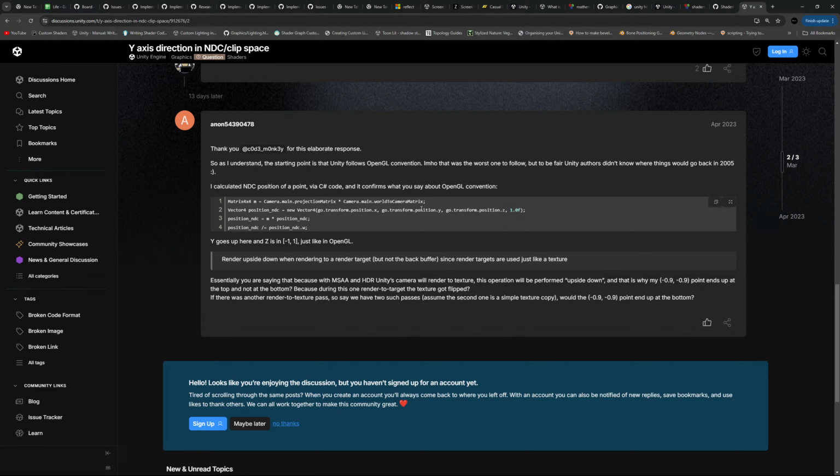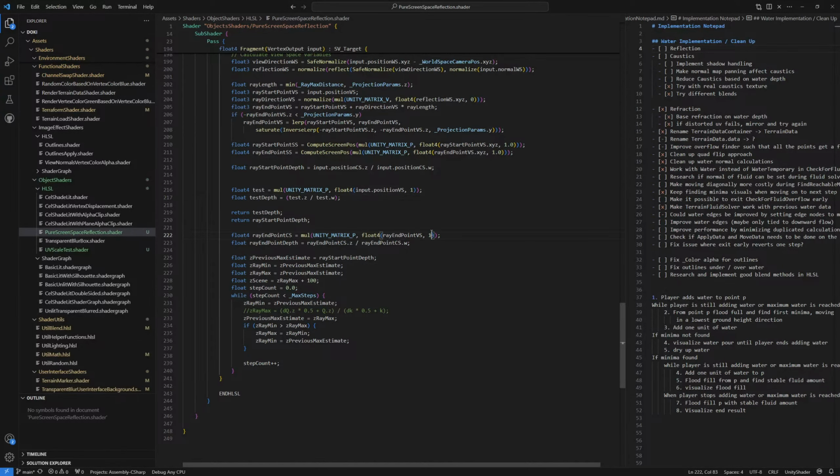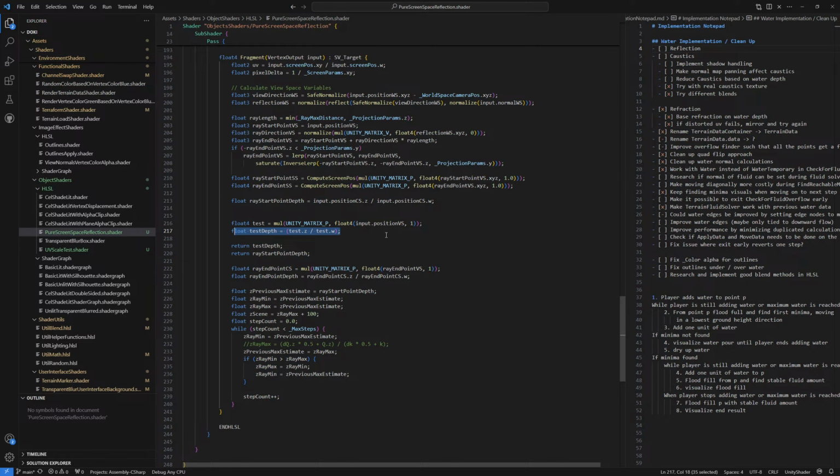Projection matrix, world to camera matrix. Okay, so here we have an MVP matrix. What do we do? Okay, so NDC, projection matrix times view space position, and then divide by W. But, oh, whoa. Okay. It might be the case that this one is in either non-linear or linear, and this one is in linear or non-linear. So that might be the problem.